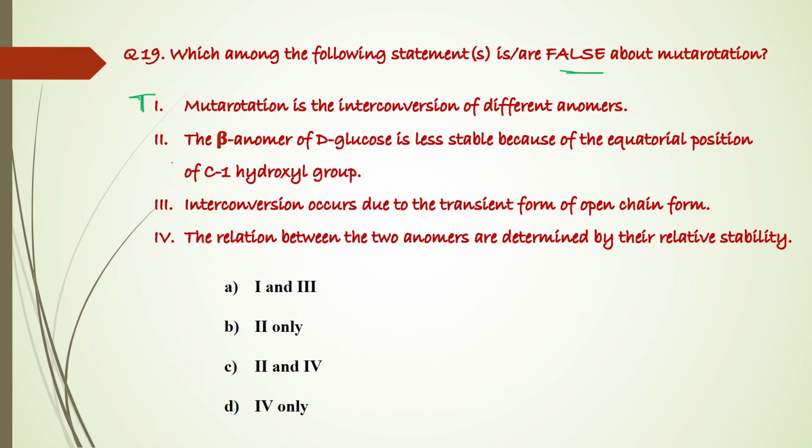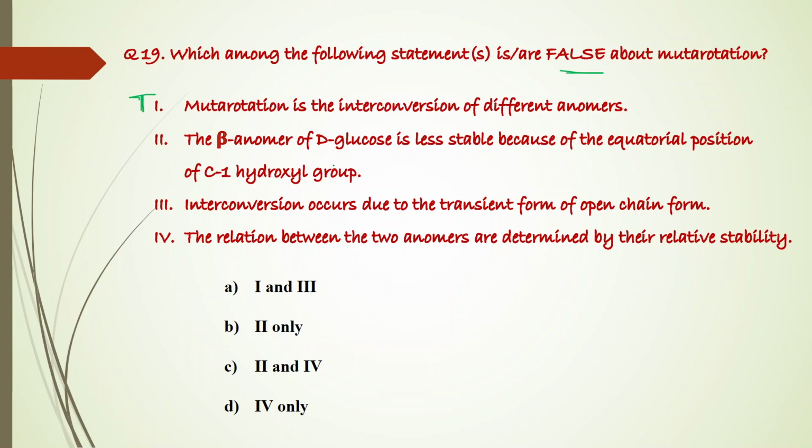Fine. Coming to the second one, it states the beta anomer of D-glucose is less stable because of the equatorial position of the C1 hydroxyl group.